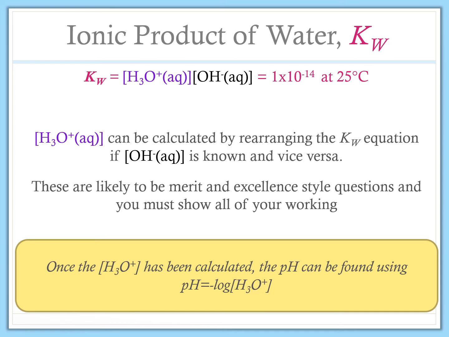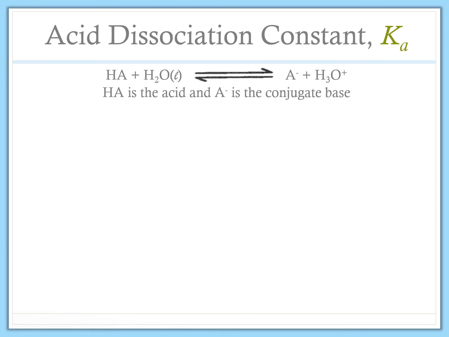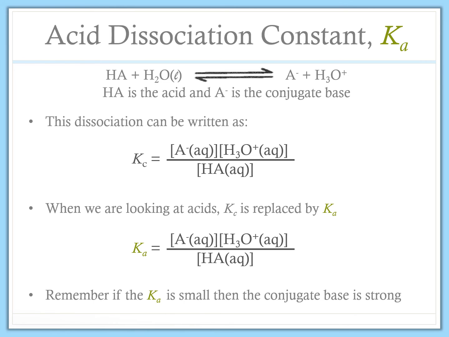And the equation for finding the pH once you know the concentration of hydronium is that. The acid dissociation constant. This is one of our last K values. It is calculated the same way as any other K value with this equation right here.